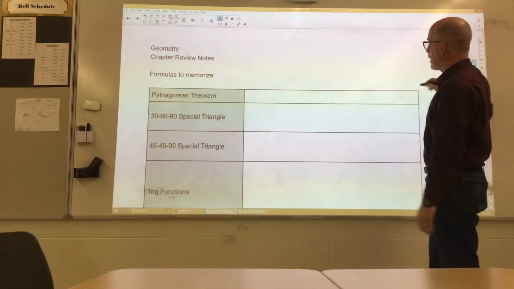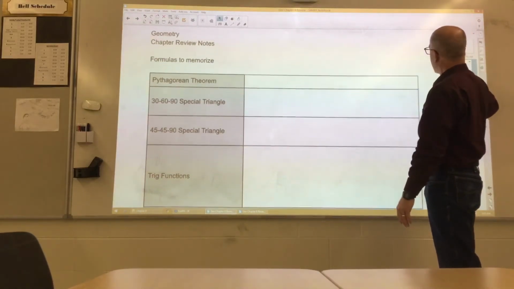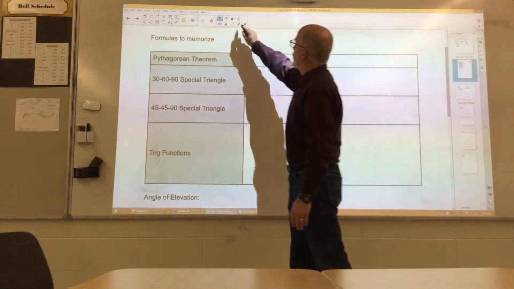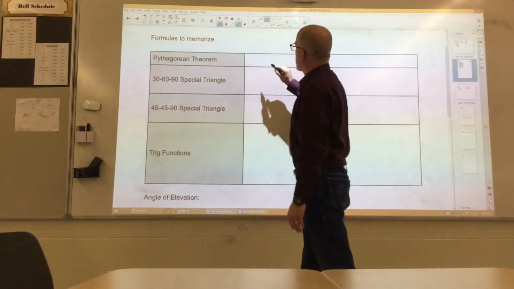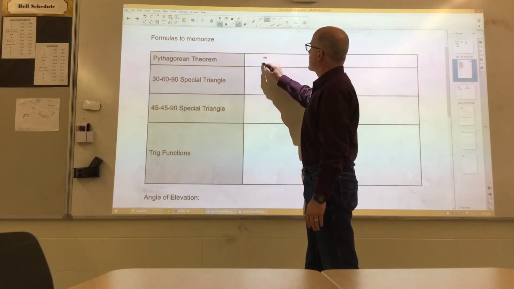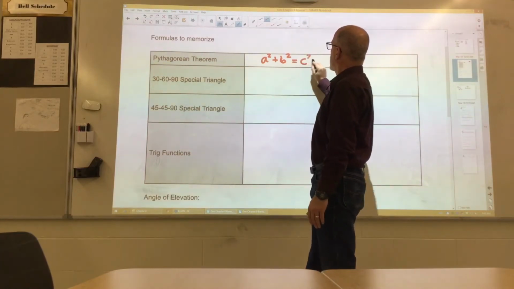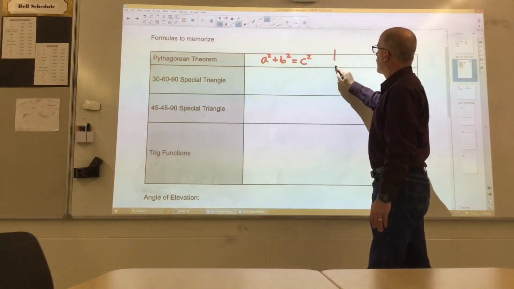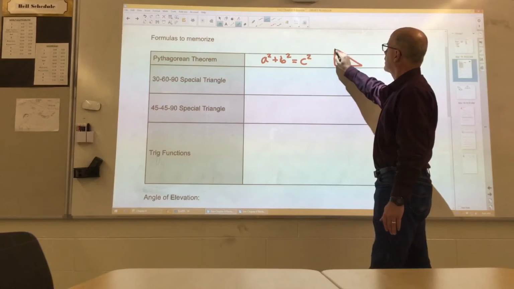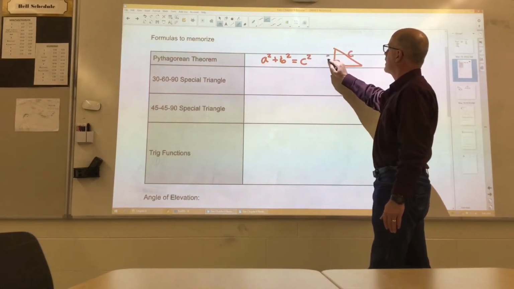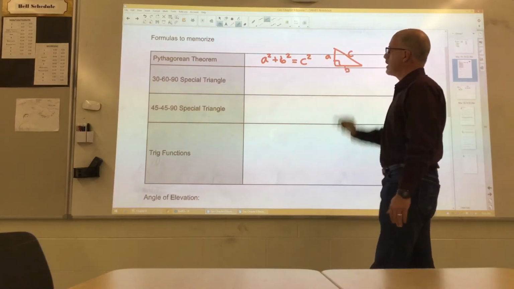We're going to talk about the things that you have to have memorized. So just as a reminder for these, the Pythagorean theorem, remember, is a squared plus b squared equals c squared. And that's based on having a right triangle where the hypotenuse opposite the right angle is c and the two legs are a and b.